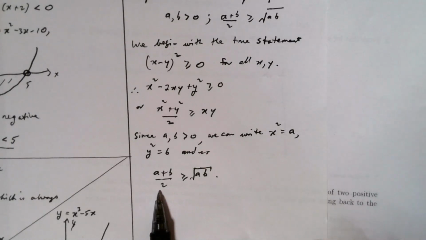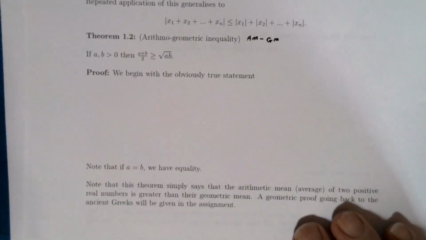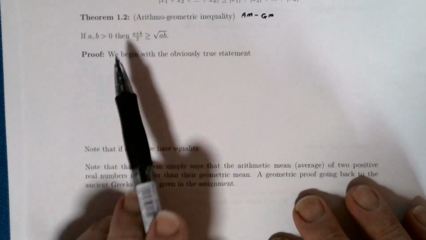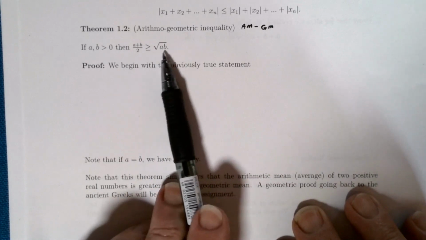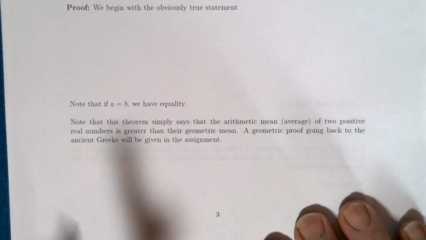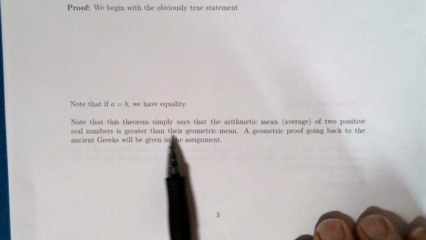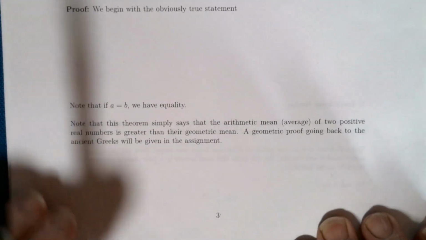In the first assignment, I asked you to give another proof of this using geometry, the way the ancient Greeks did it, and that's in the first assignment. Now, if a and b are equal, then we have equality. If you put a equal to b, then you get (a plus a) over 2, which is just a, and you get the square root of a squared, which is a. So this theorem simply says that the arithmetic mean, or the average, of two positive real numbers is greater than or equal to their geometric mean.